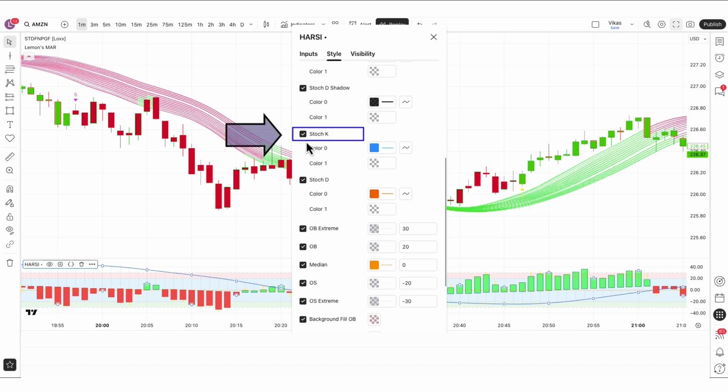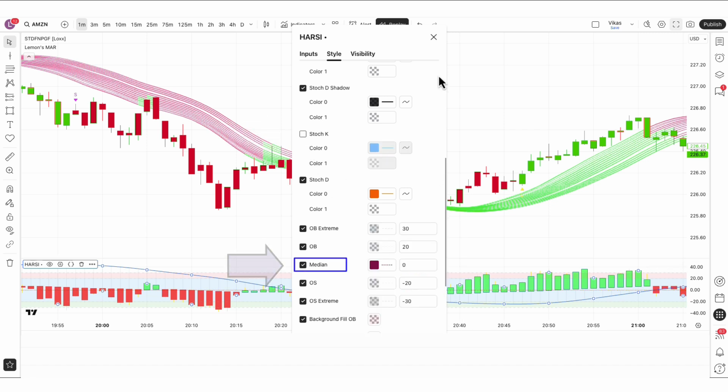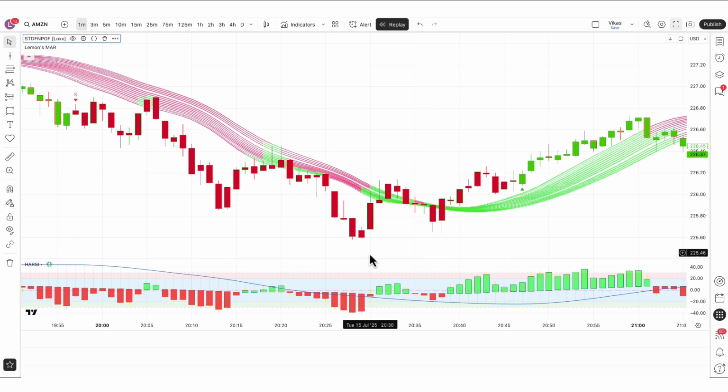We have to hide this stock option. We have to change this median color from orange to burgundy. Now our setup is ready.